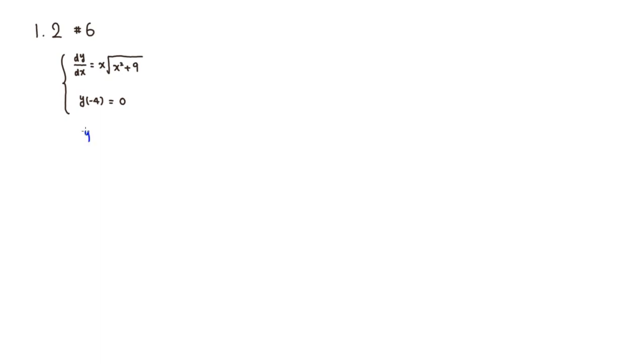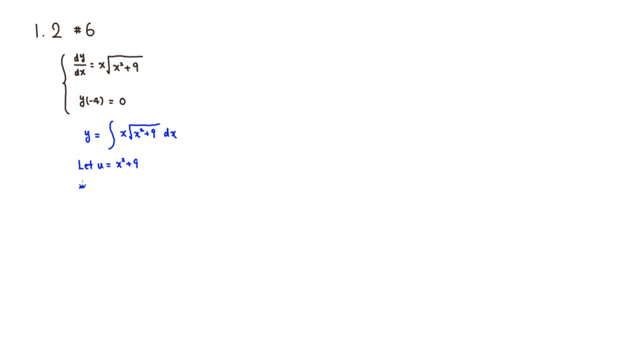So y is going to be equal to the antiderivative of x times the square root of x squared plus 9 with respect to x. In order to evaluate that, I'm going to use substitution. I'm going to let u be x squared plus 9.